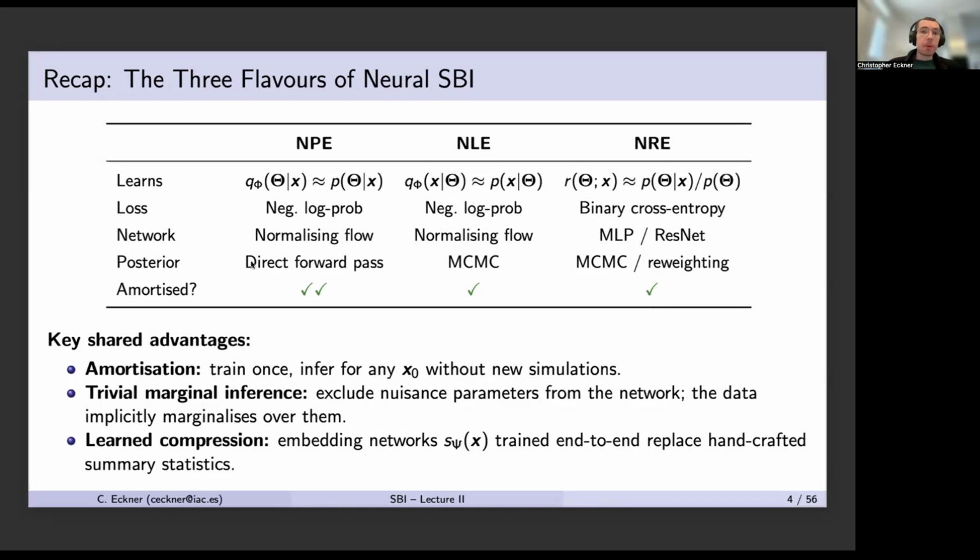Now, in terms of posteriors, what you gain is for neural posterior estimation, of course, directly a posterior that you can evaluate. While for neural likelihood and neural ratio estimation, you would need something like a Markov chain Monte Carlo to sample posterior samples from it, or some reweighting scheme, depending on what you're doing.